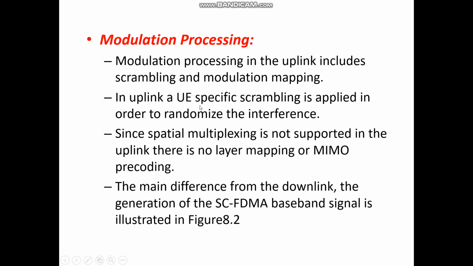Also, in uplink, a user equipment specific scrambling is applied in order to randomize the interference. Since spatial multiplexing is not supported in the uplink, there is no layer mapping or MIMO pre-coding in the modulation processing step of this uplink processing. The main difference from the downlink is the generation of SCFDMA baseband signal illustrated in figure 8.2.